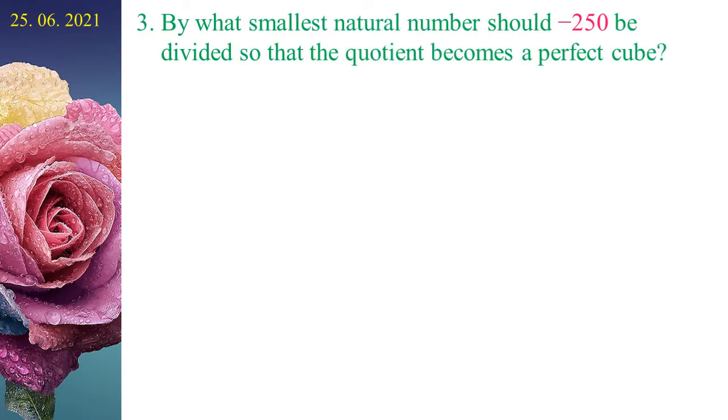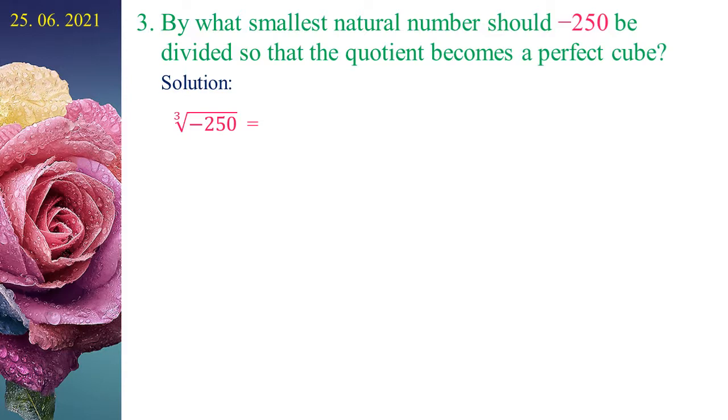By what smallest natural number should minus 250 be divided so that the quotient becomes a perfect cube? Here, the given number minus 250 is not a perfect cube. So, we should find the least natural number by which minus 250 must be divided so that the quotient becomes a perfect cube. Solution: cube root of minus 250.